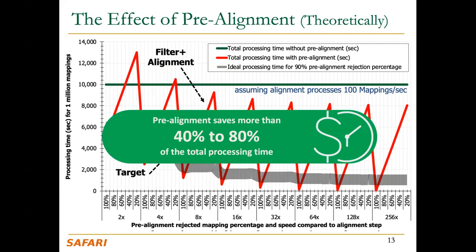So getting information on the filter itself is not enough. You really need to check the number of accepted pairs and then compare the runtime of the filter with the sequence aligner and see how both, integrated together, perform. So pre-alignment saves more than 40% to 80% of the total processing times. Of course, that depends on the data you use.